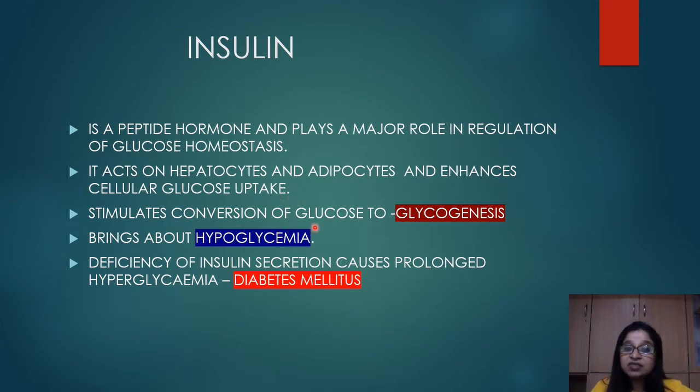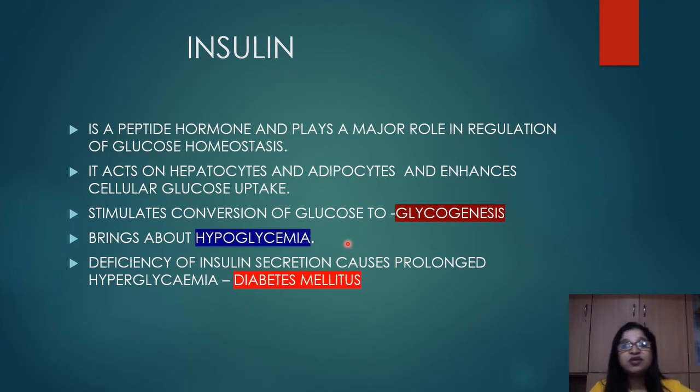Secondly, it will stimulate the conversion of glucose into glycogen. So glycogenesis, this is exactly what it does, it stimulates the formation of glycogen in the hepatocytes. So it favors glycogenesis. This brings about hypoglycemia. Another thing is it will increase the uptake of glucose by the cells of the body. So in that way too, the level of glucose falls down. Another way is it converts some amount of that glucose into fats which is stored in the body.